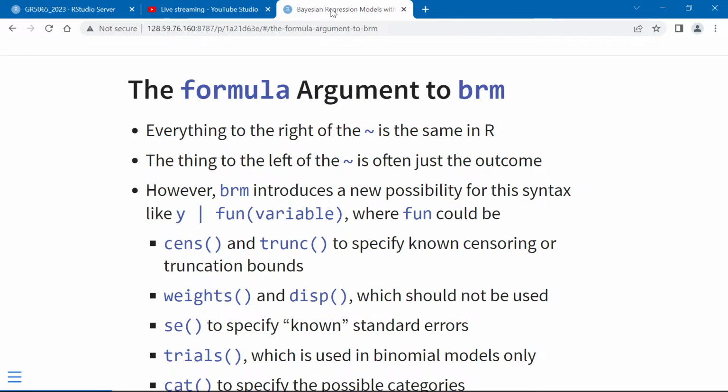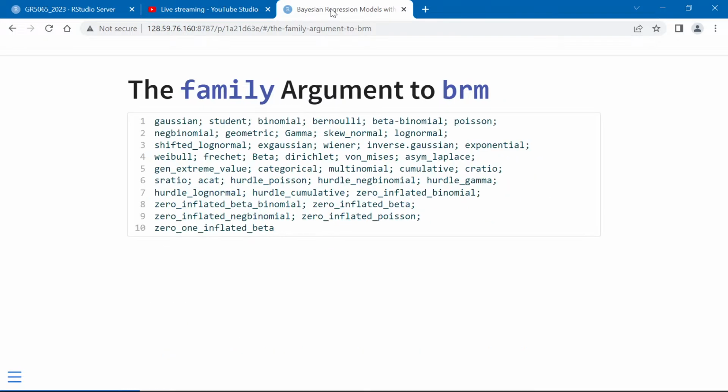But for the most part, the formula is the same as in rstanarm or the rest of R. Then the data argument is literally the same. It's just a data frame or a tibble that has the variables that you're using in the model. The family argument to BRM can be one of a whole bunch of different things, some of which may have been referred to in the reading for some of the weeks.